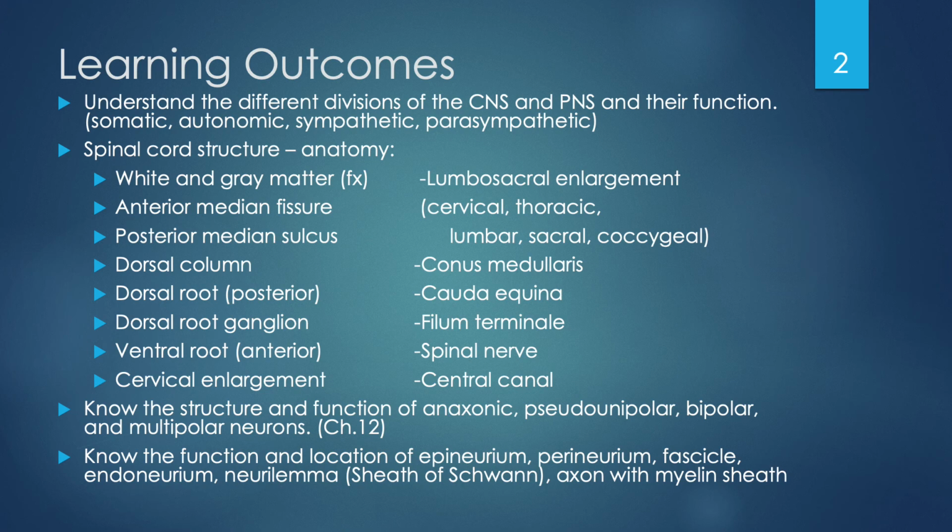We covered this in the previous chapter in the previous lecture. And also to know the function and the location of the epineurium, the perineurium, fascicles, the endoneurium, neurolemma, which is also known as the sheath of Schwann, and an axon with a myelin sheath.